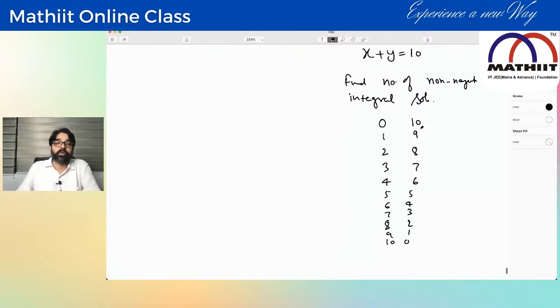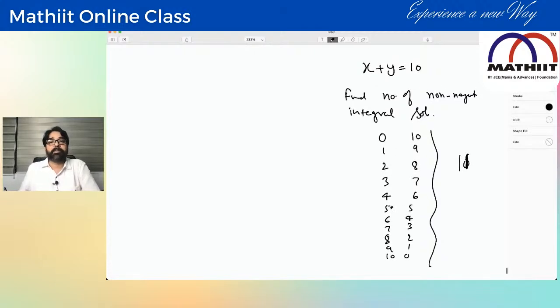If you count it, total number of solutions will be 11. Yes or no? 11 solutions. Have you understood the point? This equation has total 11 non-negative integral solutions. But if you notice carefully here what actually is happening? This is nothing but the grouping. I am having 10 identical objects. I have to distribute to x and y. By any equation, this is what the meaning is.